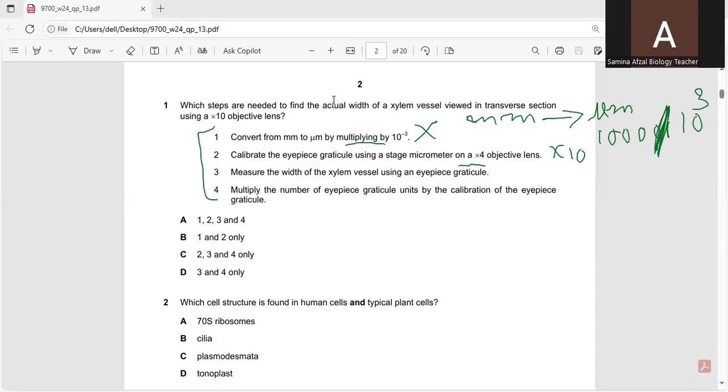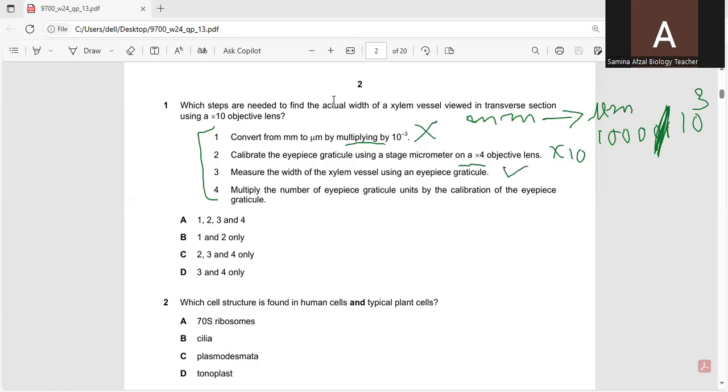The third statement: measure the width of the xylem vessel using an eyepiece reticule. The eyepiece reticule is the scale which is present in the eyepiece. So with the help of this, we measure the width of the xylem. So the width of the xylem will be measured by the eyepiece reticule. So this is the correct statement.